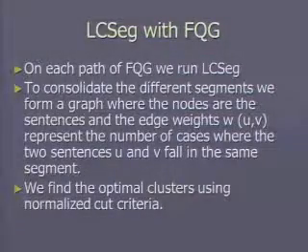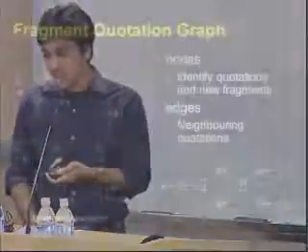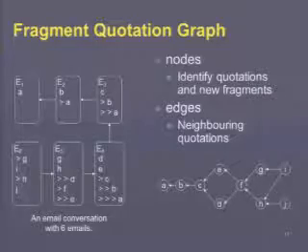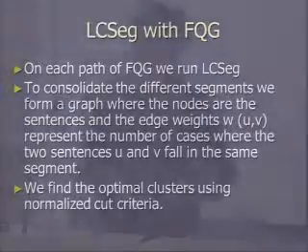So we choose to use this LC-SEG on this fragment quotation graph and to test whether it improves the performance or not. So on each path of this fragment quotation graph, we apply LC-SEG and find the topics. Then to consolidate these results of different paths, we form a graph where the nodes are the sentences and the edge weights represent the number of cases where these 2 sentences U and V fall in the same segment. And we find the optimal clusters by the normalized cut criteria. So this is how we applied LC-SEG on the fragment quotation graph.